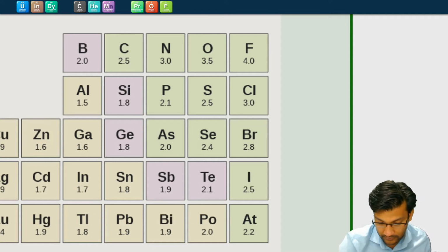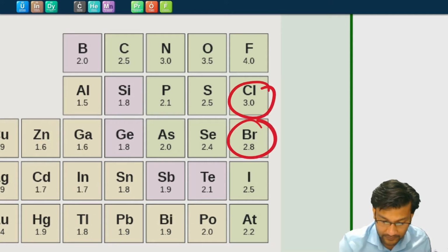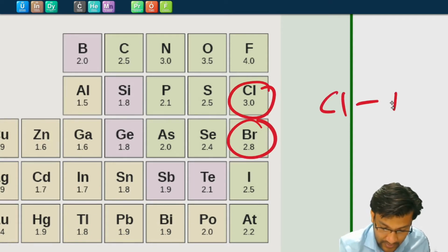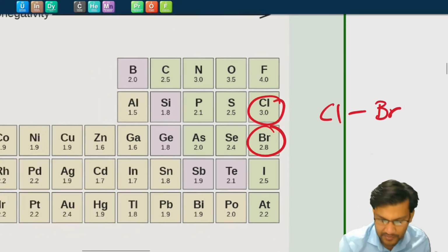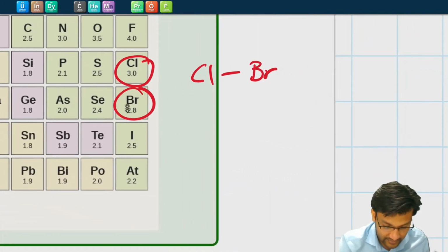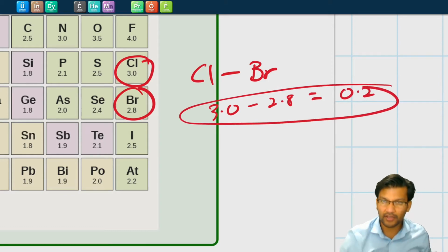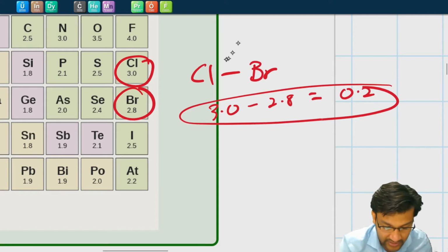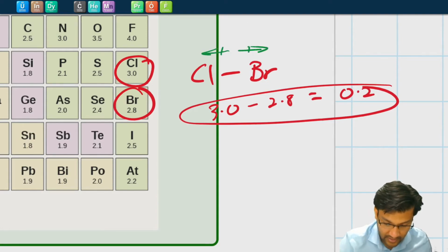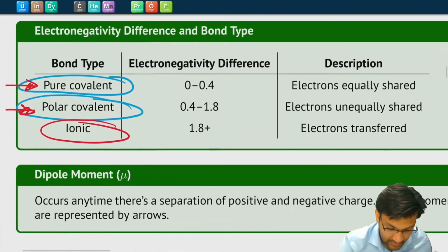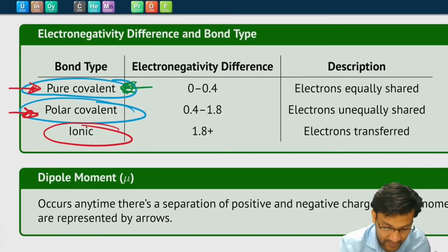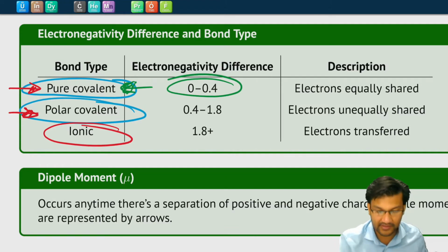Let's pick chlorine and bromine. Chlorine and bromine have different electronegativity values, but they're not very different. The difference here between 3.0 and 2.8 is just 0.2. They pull on the electrons differently, but not so differently, so they end up sharing it pretty equally. That means they have a pure covalent bond between them, because their electronegativity difference is between that 0 to 0.4 range.